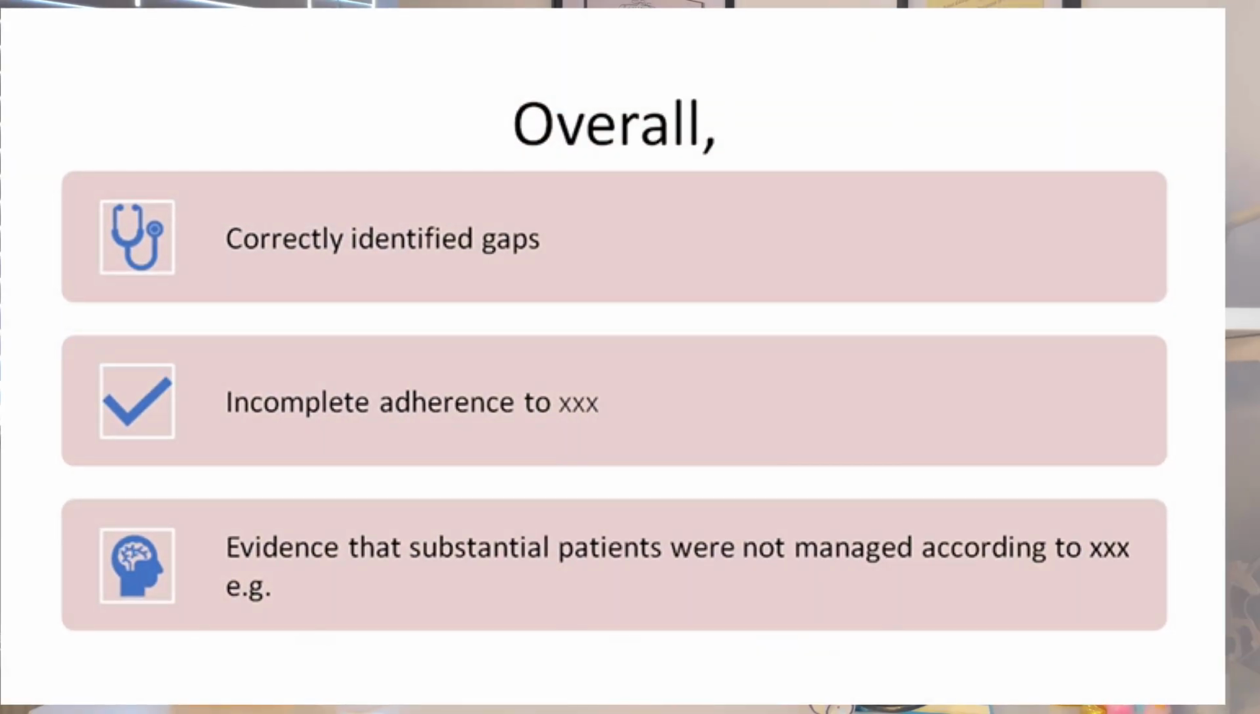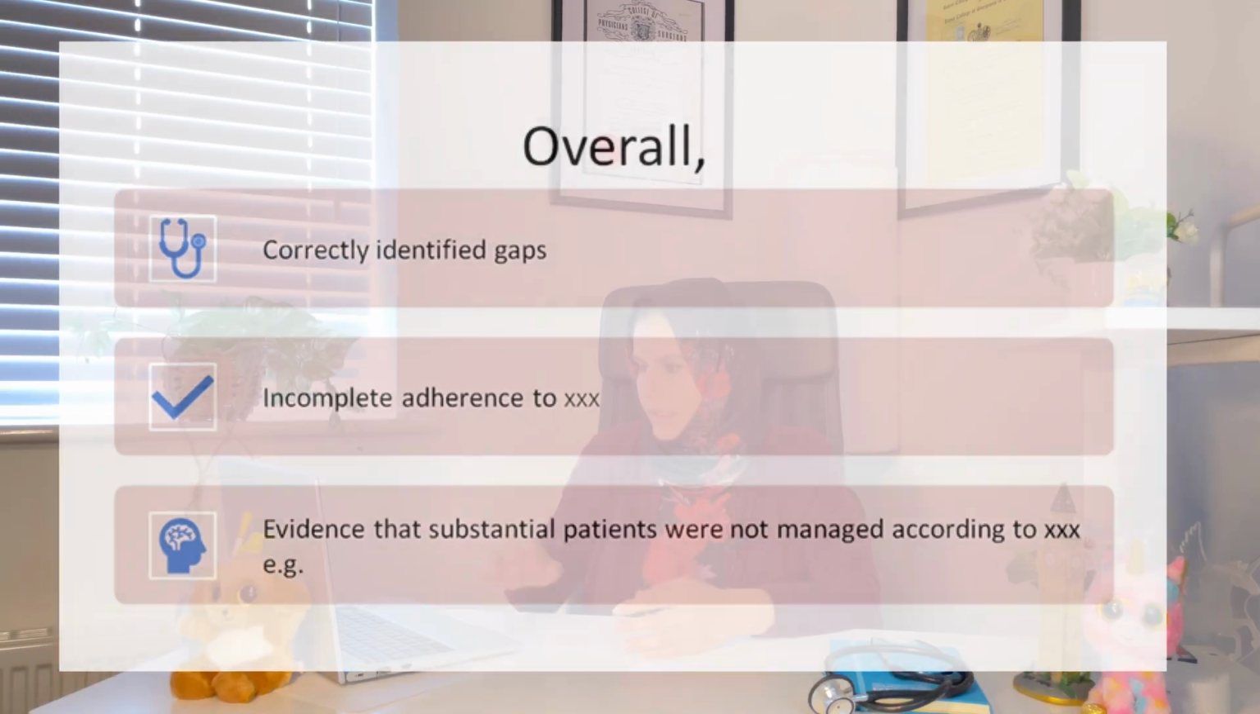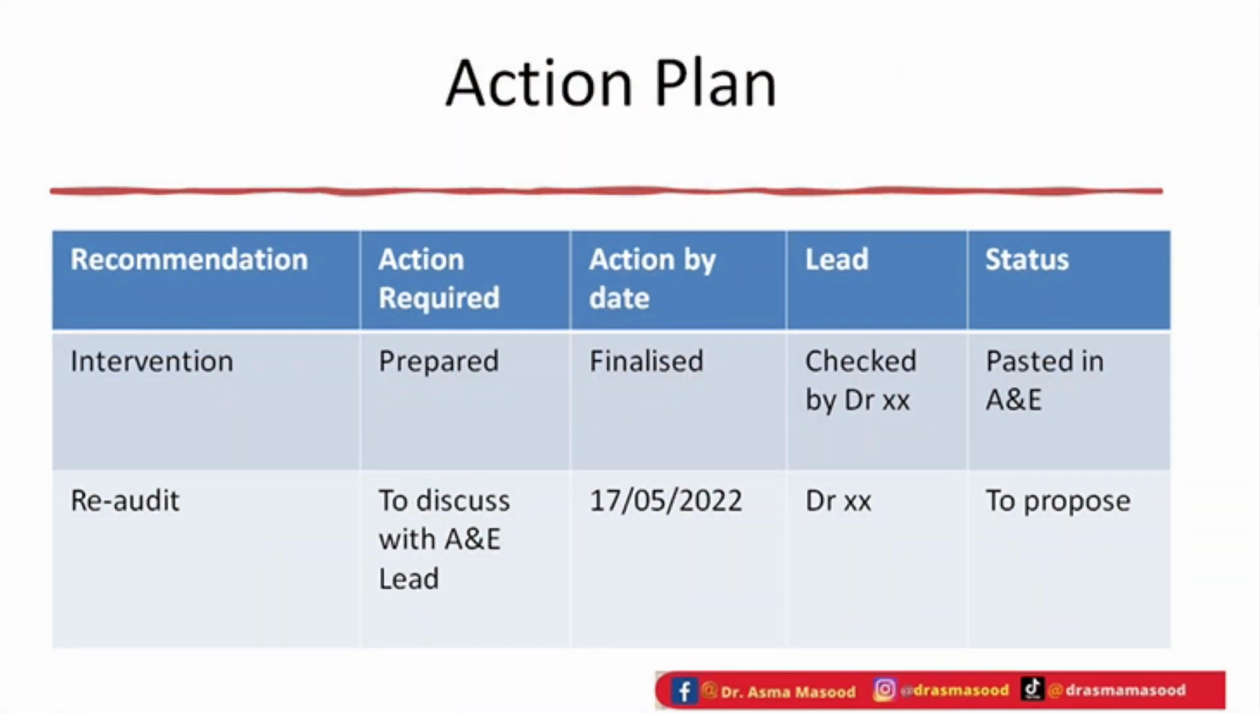Then you need to come to the final point, which are the areas which are identified as gap and they require improvement. Now I would summarize my audit as that it has identified the gaps which we thought were incomplete adherence to this, and substantial number of patients were not assessed or were not plugged in the right directions. So you can manipulate according to what you have found in your results.